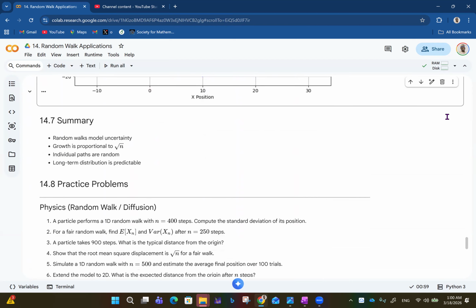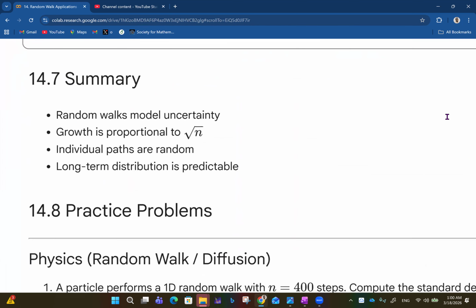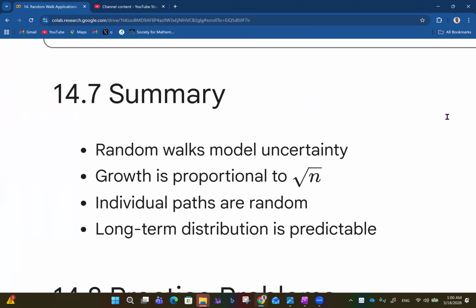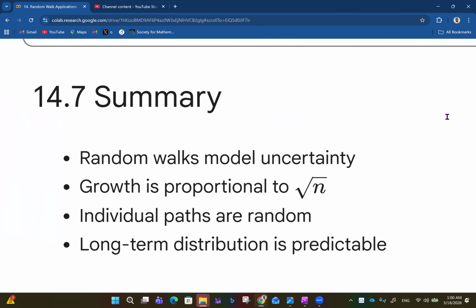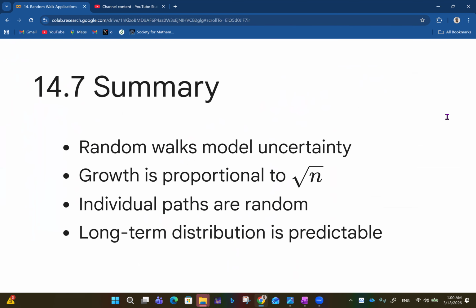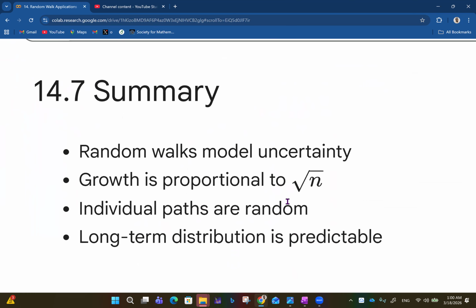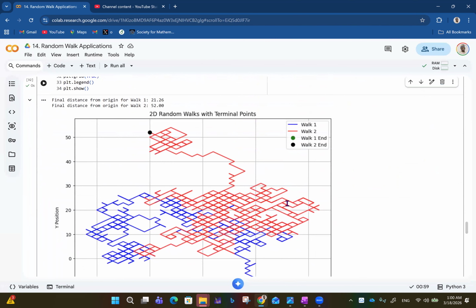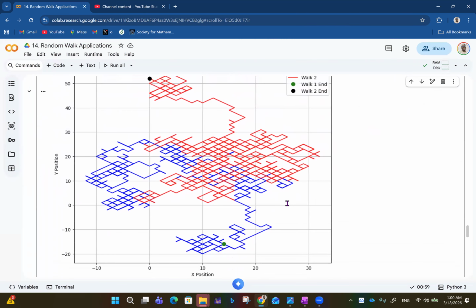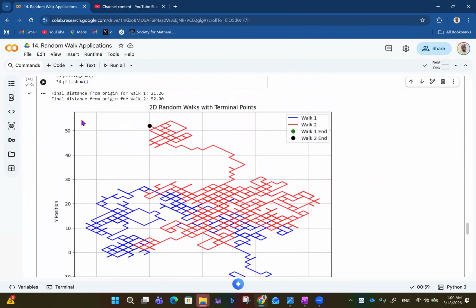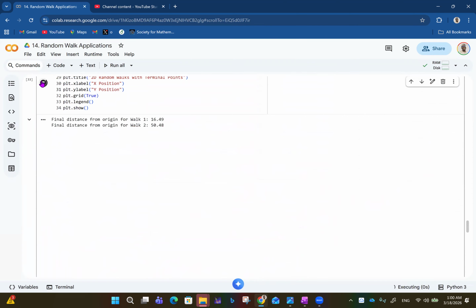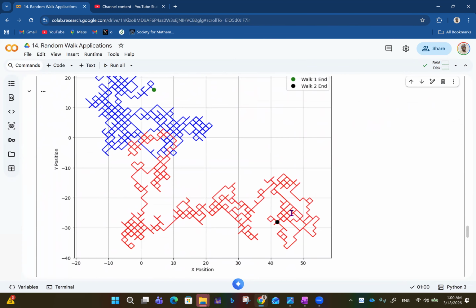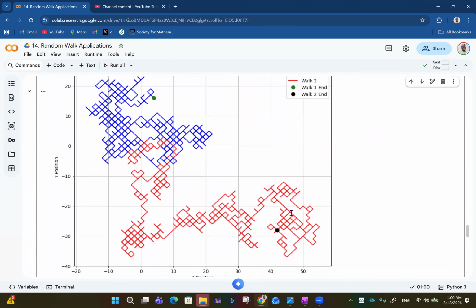And in summary, we then see that random walks model uncertainty and growth is proportional to the square root of the number of steps, and individual parts are random, just like this is a very perfect definition of this. Individual parts are random. So each time you simulate, you get different kinds of results. It keeps changing like that.